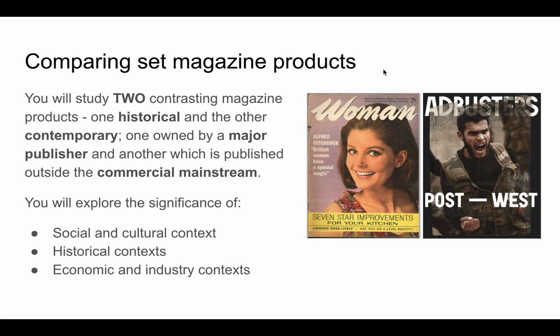Comparing set magazine products. You'll study two contrasting magazine products, one historical and the other contemporary. One owned by a major publisher and another which is published outside the commercial mainstream. You'll explore throughout this module the significance of social and cultural context, historical contexts, and economic and industry contexts. You can see the examples here. The historical example is a woman from the early 60s, and the contemporary example is Adbusters, which we're going to learn more about today.